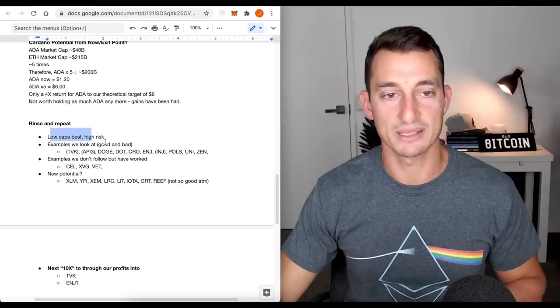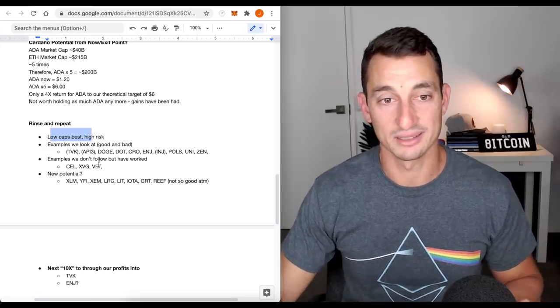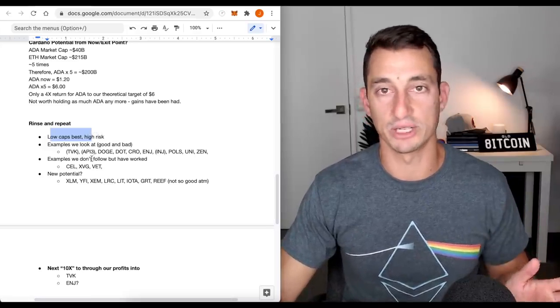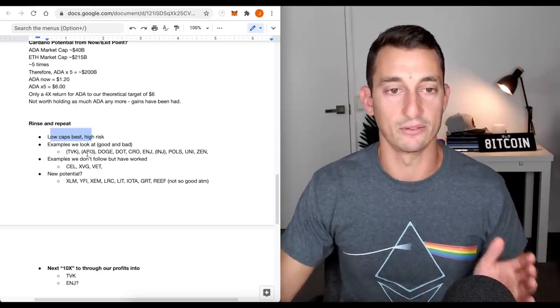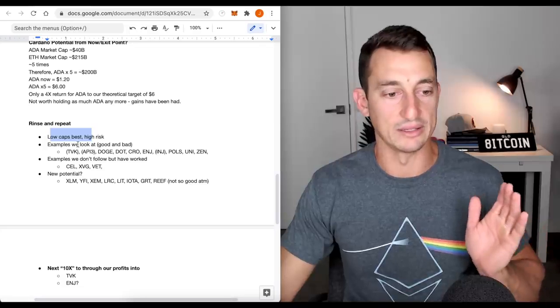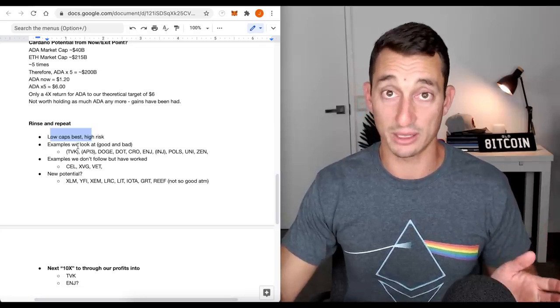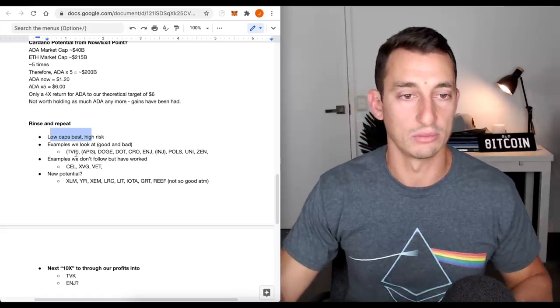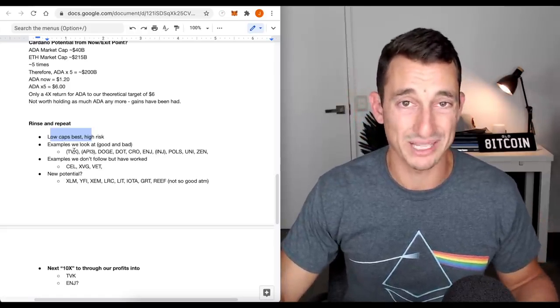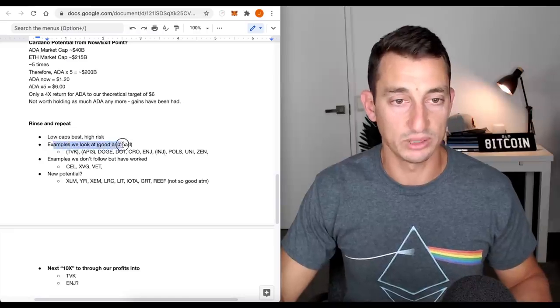Low caps are best, but now it's high risk. We had Cardano in 2020. We had Ethereum, the bear market where no one wanted to buy in. Everyone was looking at stocks and still too scared to do anything because COVID was running rampant across the world. But they're the best times to get in. Examples we look at, good and bad.